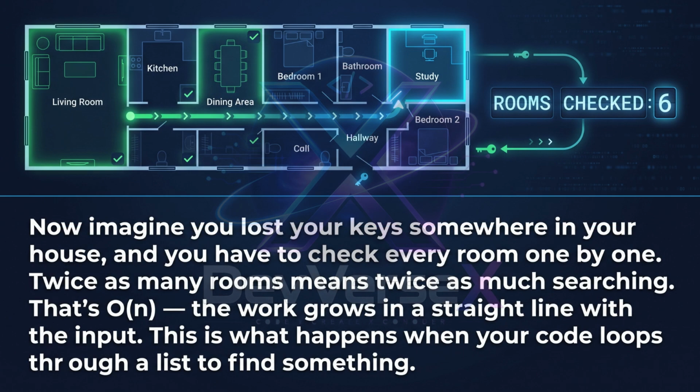Now imagine you lost your keys somewhere in your house and you have to check every room one by one. Twice as many rooms means twice as much searching. That's O(n). The work grows in a straight line with the input. This is what happens when your code loops through a list to find something.